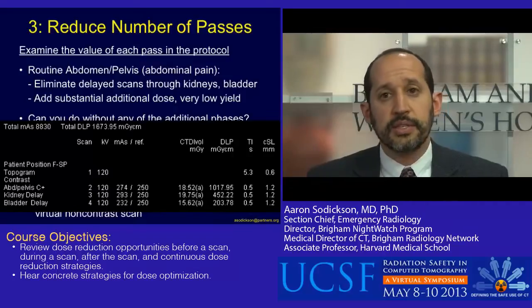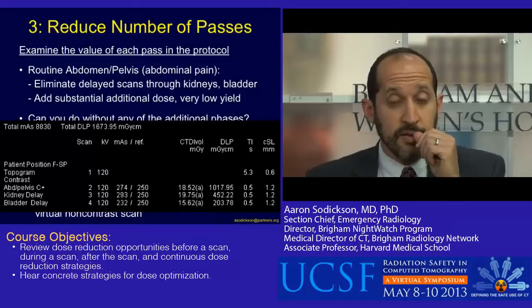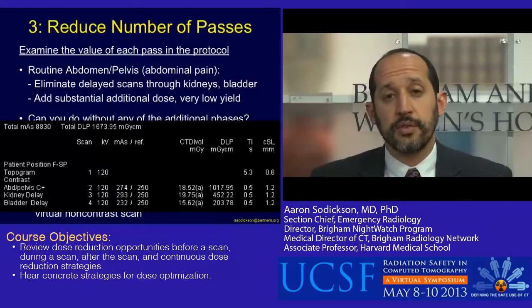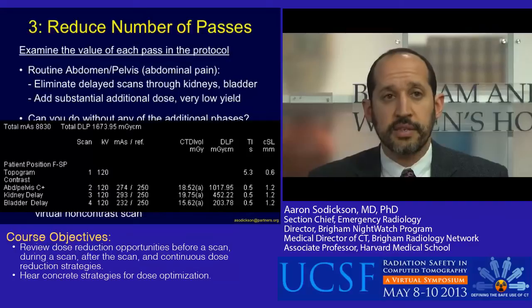The other thing to think about is, can you combine any of the phases? There have been many groups recently using a split bolus technique for CT urography, where some of the IV contrast is given initially, allowed to get into a pylographic or excretory phase, and then the remainder of the contrast is given for a combined nephrographic and pylographic phase scan.